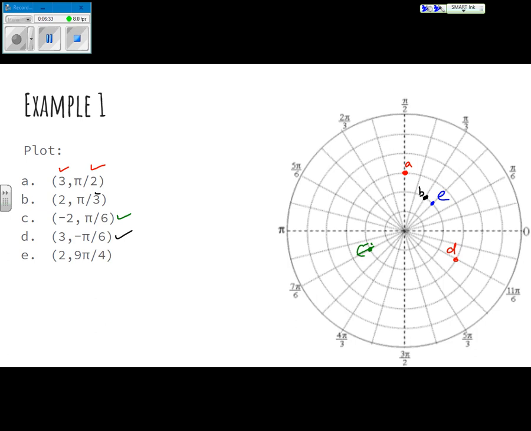Now, last year they wanted to complain and moan about, oh, Mr. Lovelady, you didn't put the pi over 4 on there. Well, if we don't know that pi over 4 is between the pi over 3 and pi over 6, we're a little bit behind. But yeah, if you want to print off your graphs and put all these little pi over 4 angles in between there, go for it.